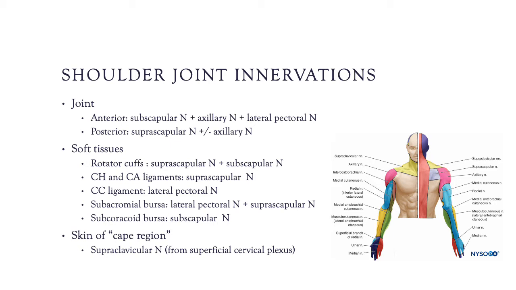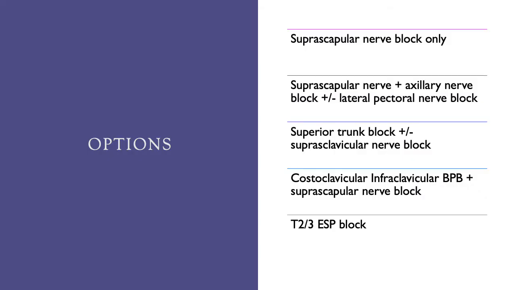So if you can block all these nerves, basically you can block the whole shoulder. But of course, some nerves are quite difficult to block, so I'm not going to talk about them. So here are the options I would like to introduce today.